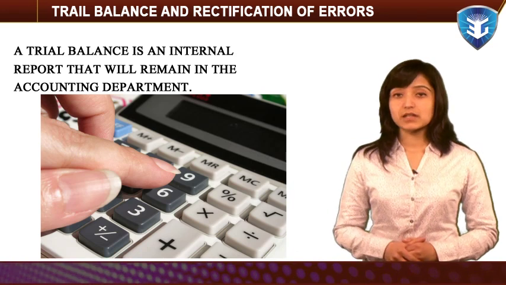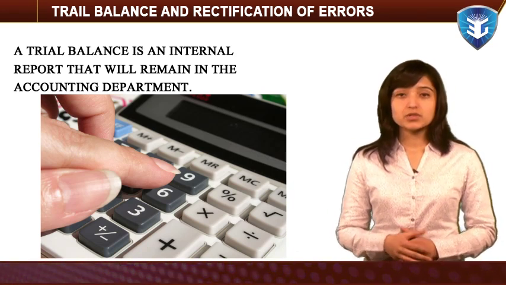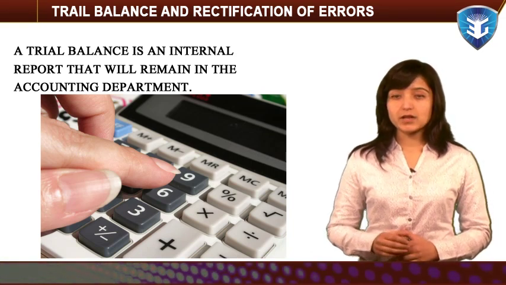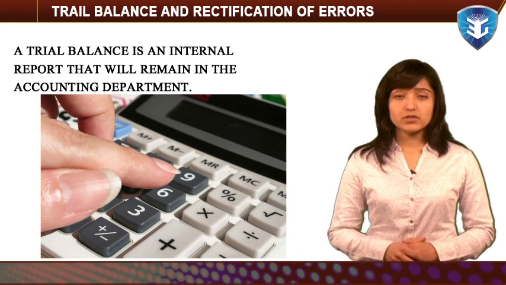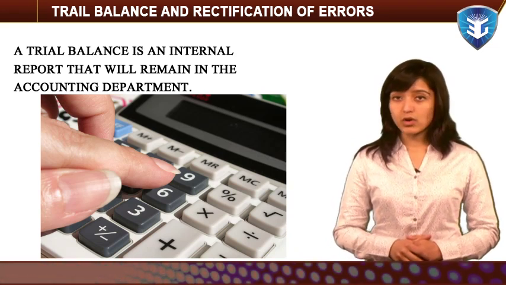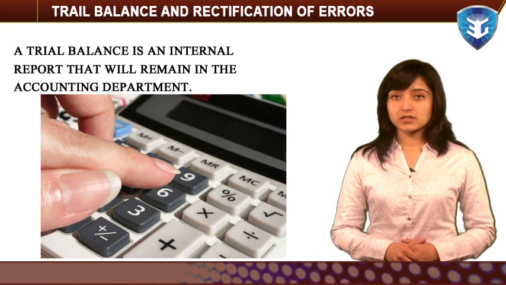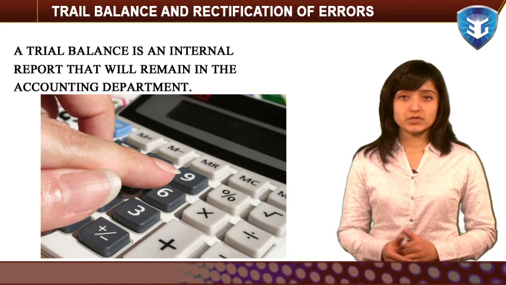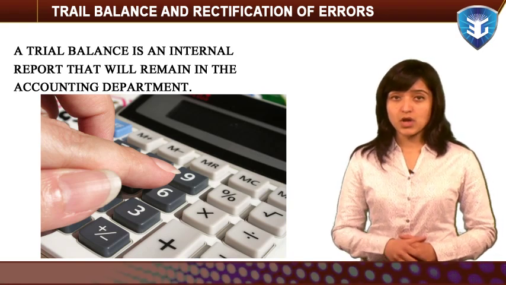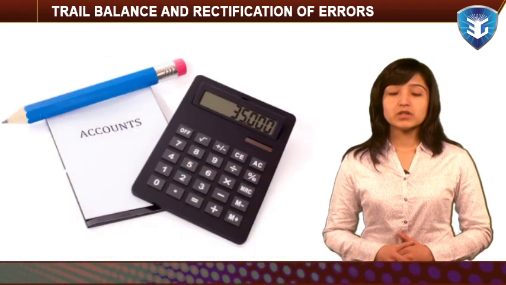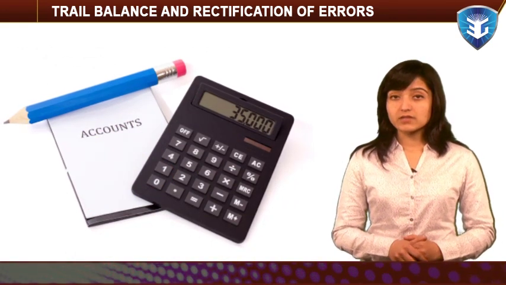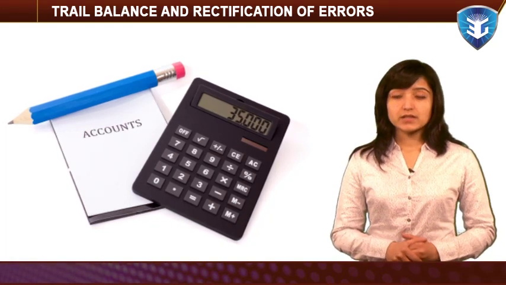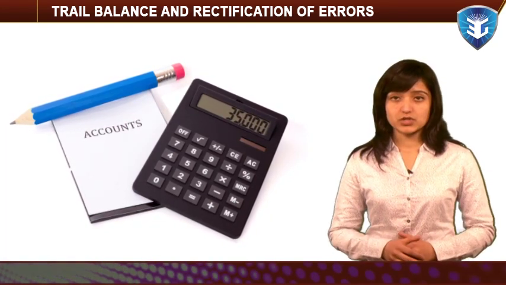A trial balance is an internal report that will remain in the accounting department. It is a listing of all the accounts in the general ledger and their balances. However, the debit balances are entered in one column and the credit balances are entered in another column. Each column is then summed to prove that the total of the debit balances is equal to the total of the credit balances. However, it may happen that the total of the debits is not equal to the total of the credits in a trial balance, which indicates that there are some errors in the records of transactions.